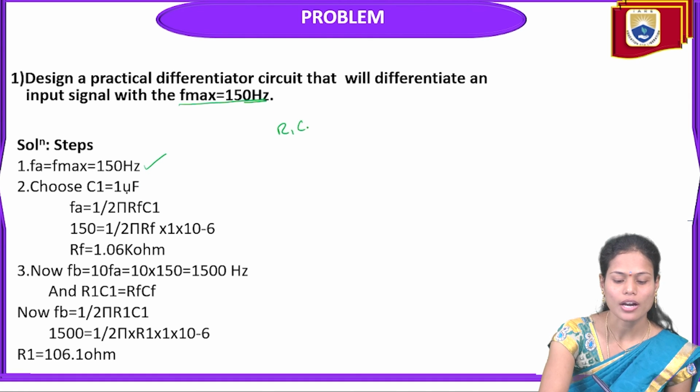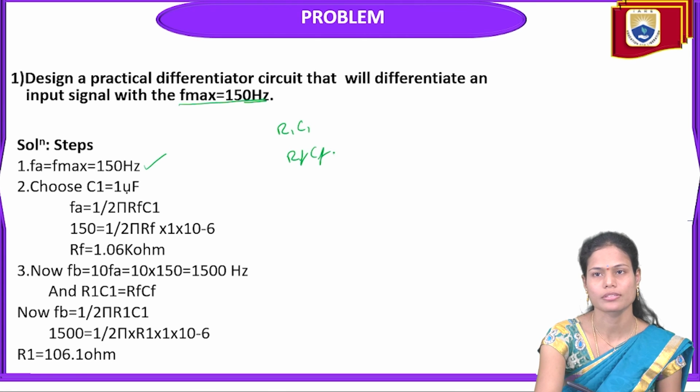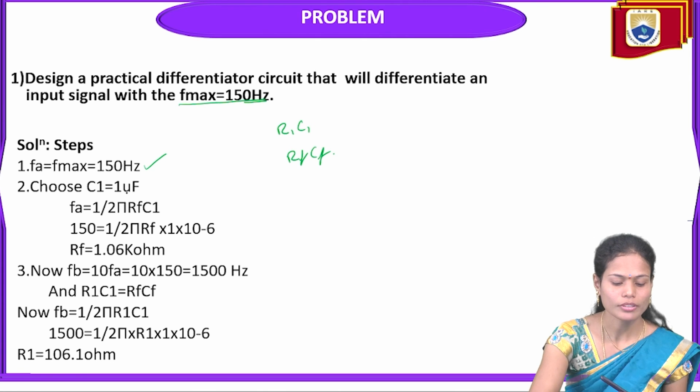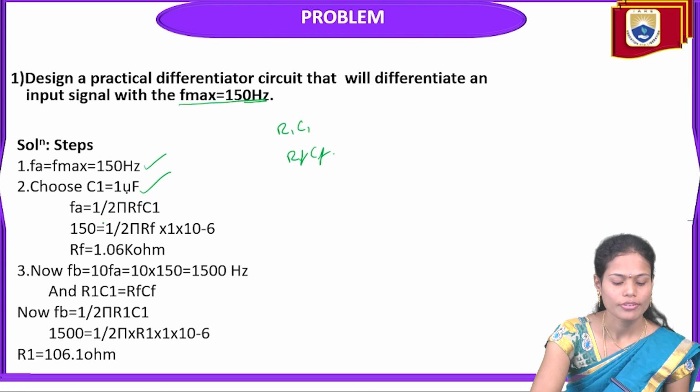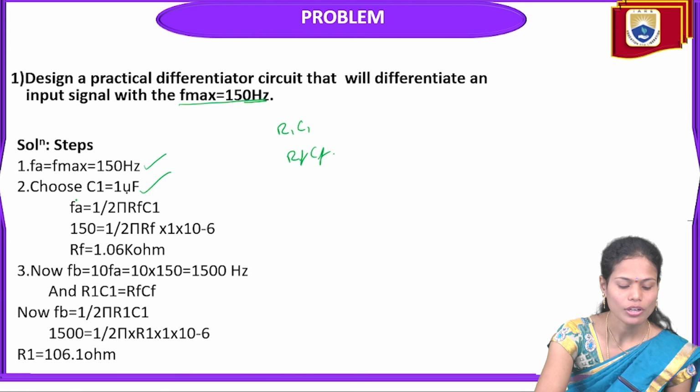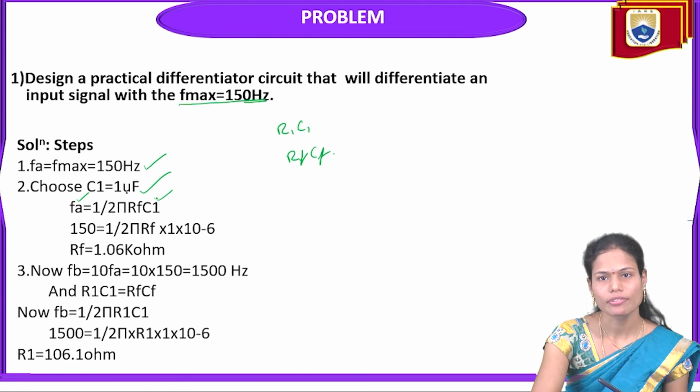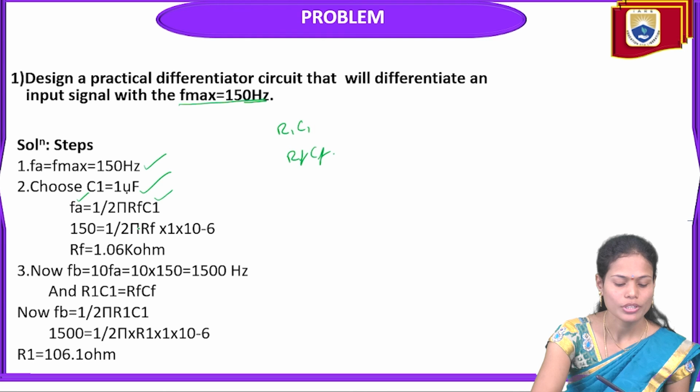So here we require R1 C1 value as well as RF CF value so that we can design this. Here we have chosen C1 as 1 microfarad. So FA equal to 1 by 2 pi RF C1. We know the value of FA as well as C1 here. After substituting all those values, we will get the RF value. So now we have RF, C1 and FA values.